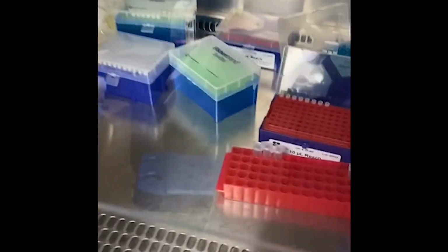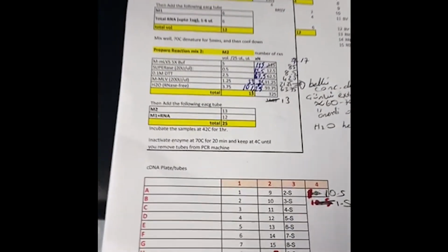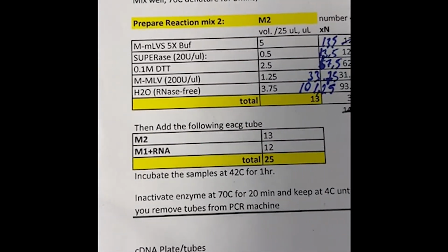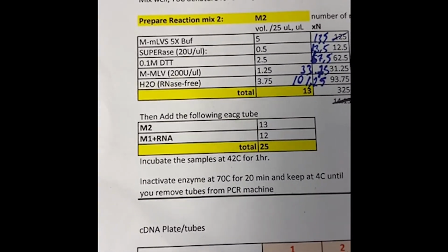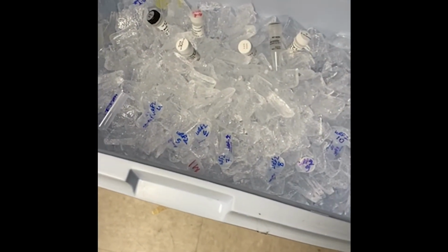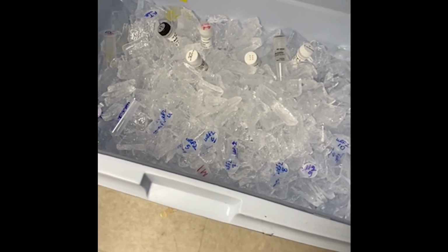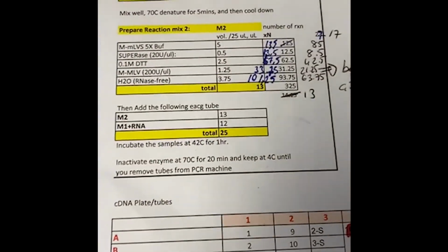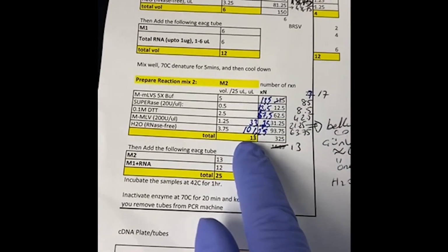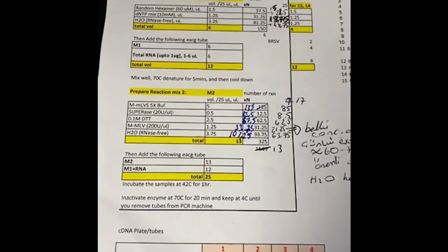Now I'm gonna go to make my master mix 2. And for that one, my reagents are here: buffer, SUPERase enzyme, DTT, transcriptase, and water. And these are the volumes I'm going to add. And all the reagents and the RNAs are here. I'm done with the RNA. In the second stage, here I'm going to make a master mix and then add 13 microliter into those tubes.